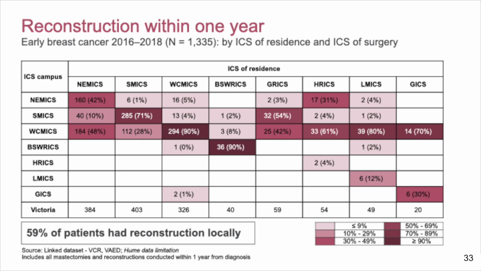And this is really similar data in terms of where people are having their reconstructions. So we know that the ICS of residence and the campus where you have your reconstruction, again, people are more likely to travel to well-resourced large institutions to have reconstructive surgery.